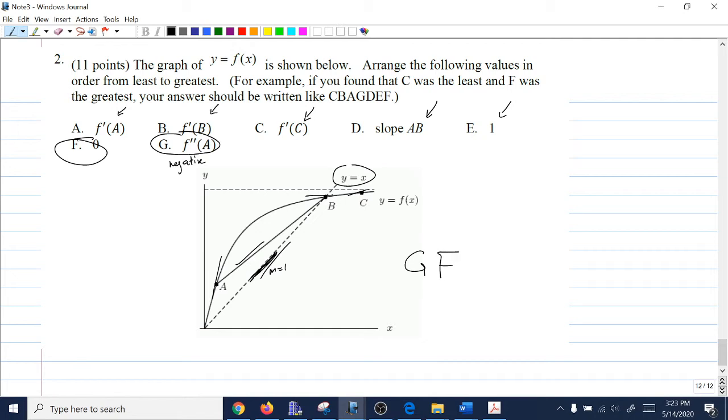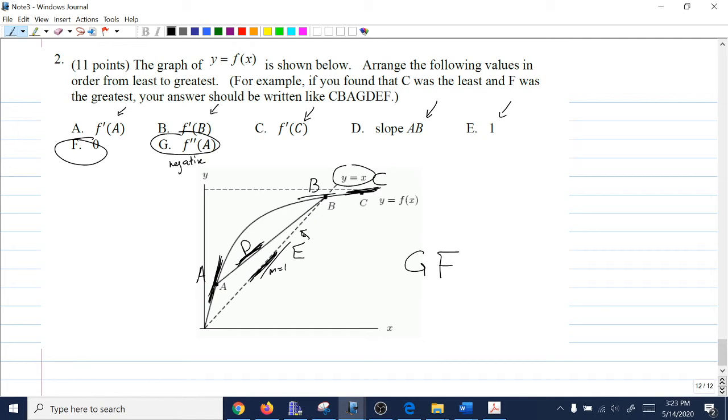And now everything else is positive, so I just got to figure out what order these things go in. I got f prime of a is this slope. I got f prime of b is this slope. I got f prime of c is this slope, is answer C. D is the slope from A to B, so that's this slope. E is 1, is this slope.